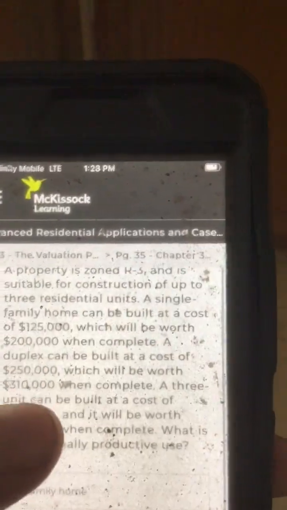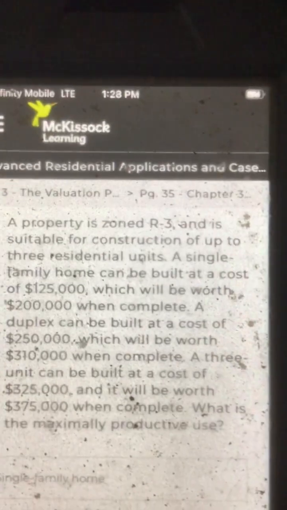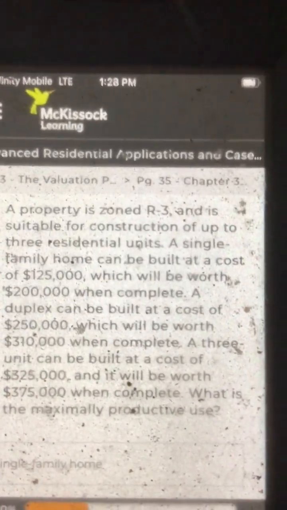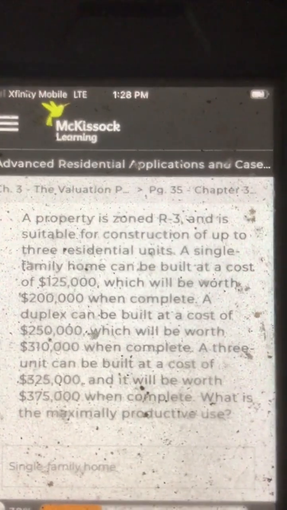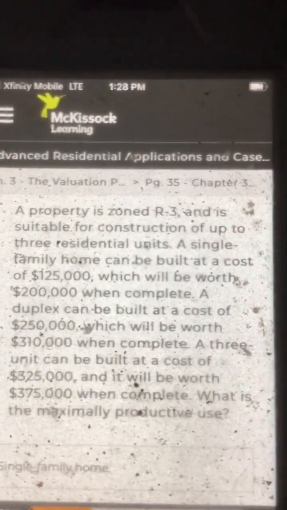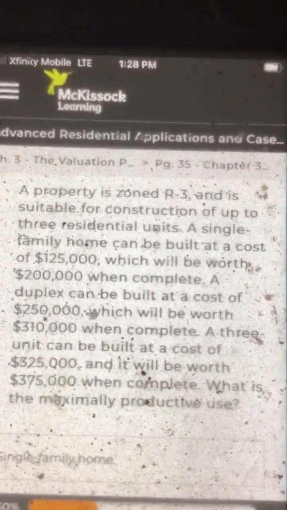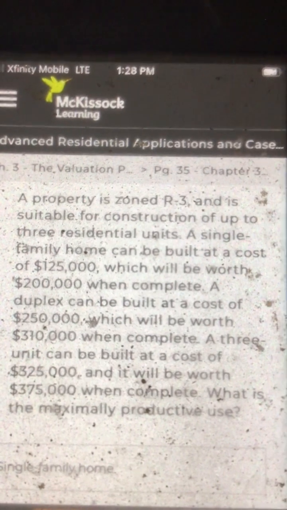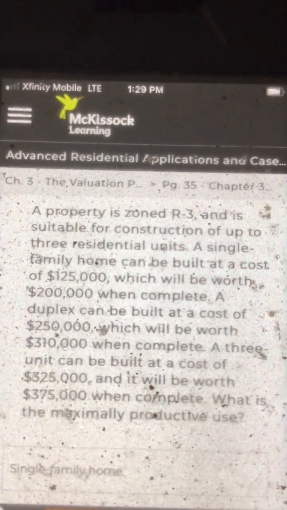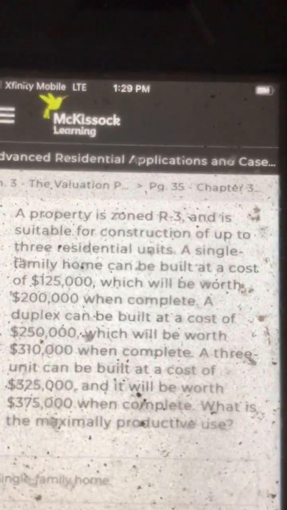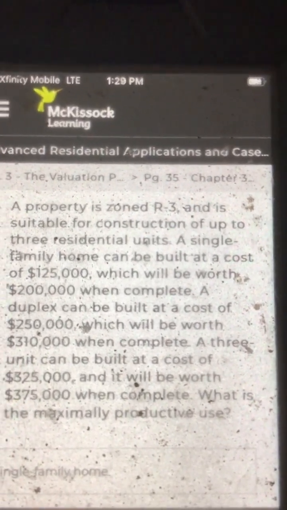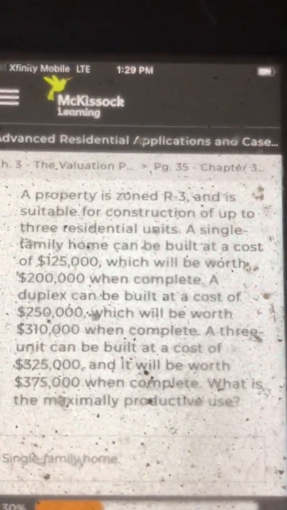Number 5. A property is zoned R3 and is suitable for construction of up to 3 residential units. A single family home can be built at a cost of $125,000, which will be worth $200,000 when complete. A duplex can be built at a cost of $250,000, which will be worth $310,000 when complete. A 3-unit can be built at a cost of $325,000 and will be worth $375,000 when complete. What is the maximally productive use?